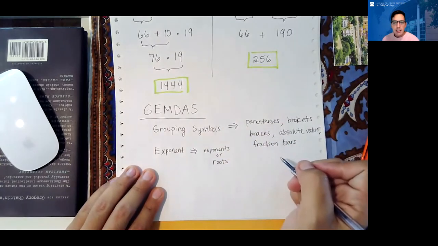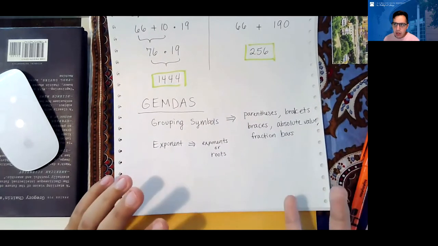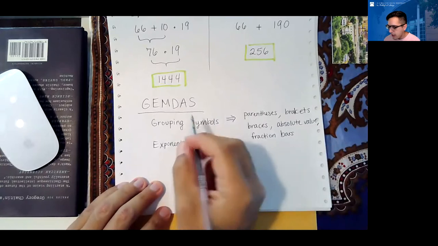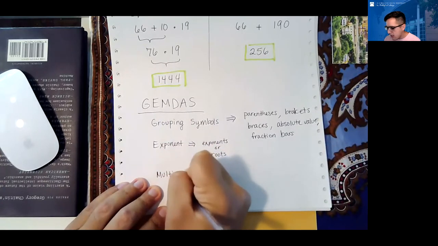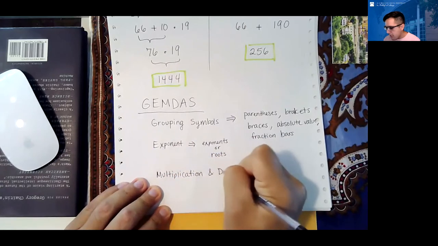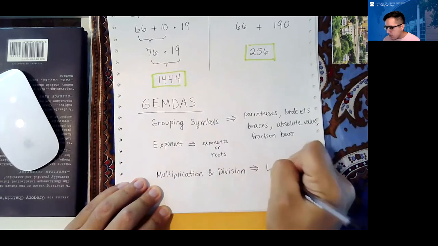Okay. And we haven't seen roots yet. You guys might know about square rooting things or cube rooting things, but we're going to talk about that at length a little bit later on. Then comes our multiplication and division. And it turns out that multiplication and division have the same priority. So we're going to do these from left to right.